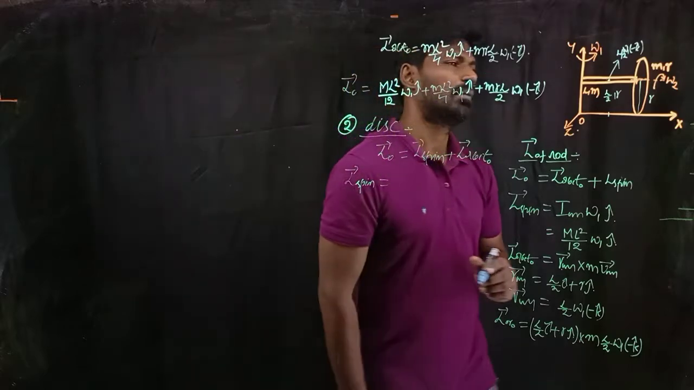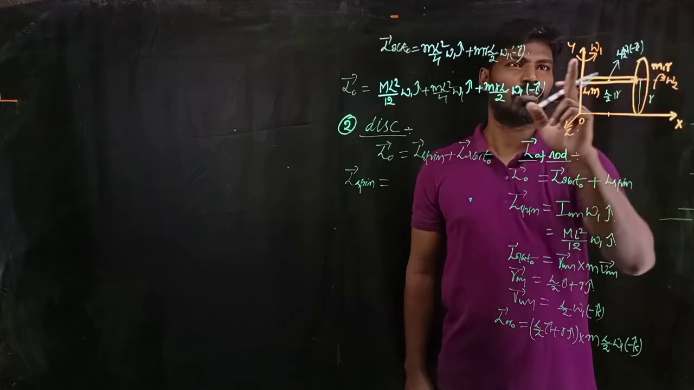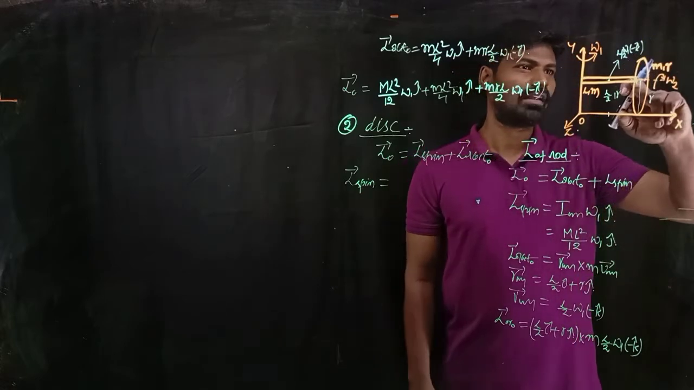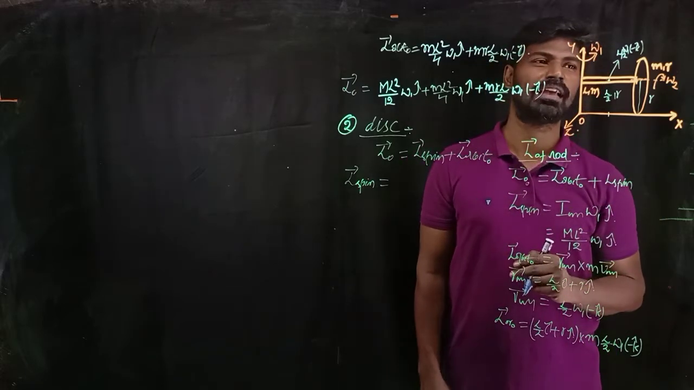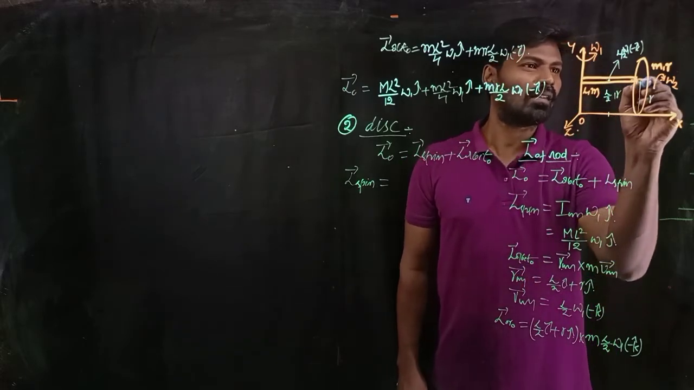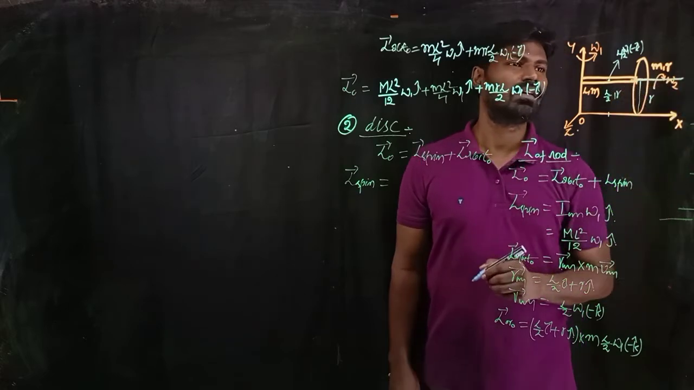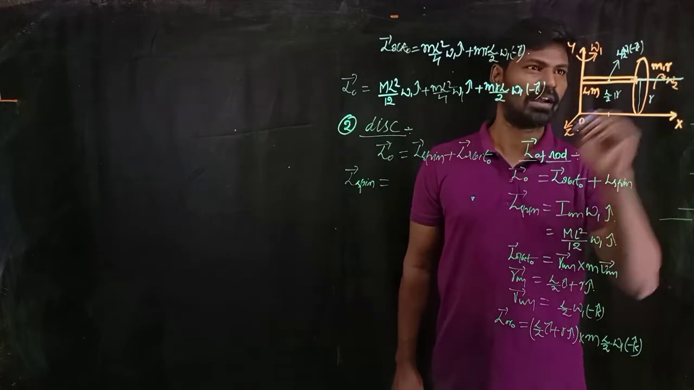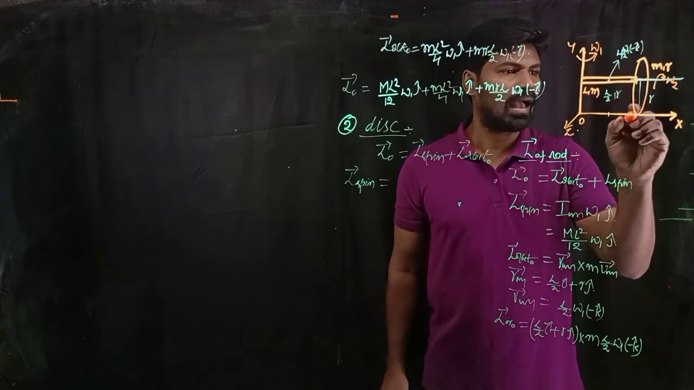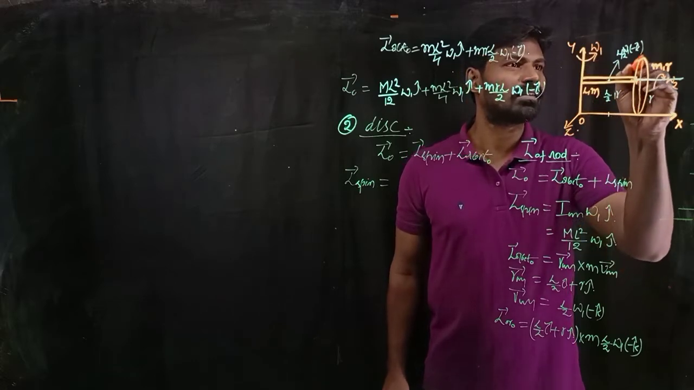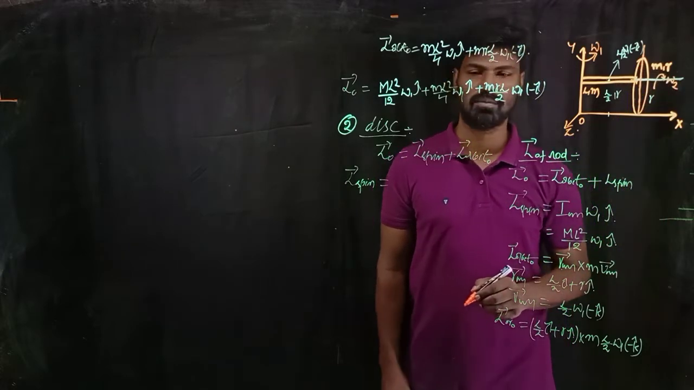Be careful here, because this disk has angular velocity about the y-axis as well as about its center of mass. So how many spin angular momentums will it have? It will have two spin angular momenta. One is due to omega 2, about the axis passing through the center of gravity and perpendicular to its plane, and another is due to the axis passing through its center of mass and lying in its plane, that is the diametric axis.